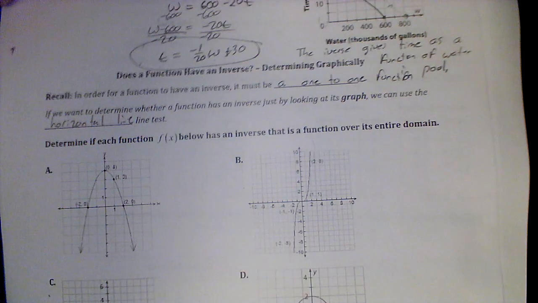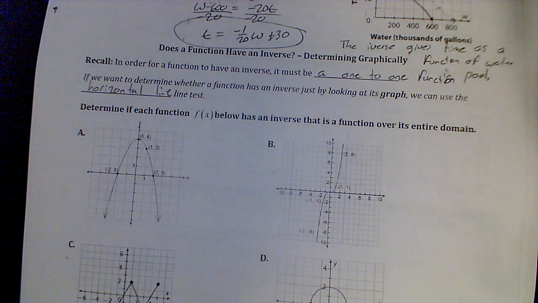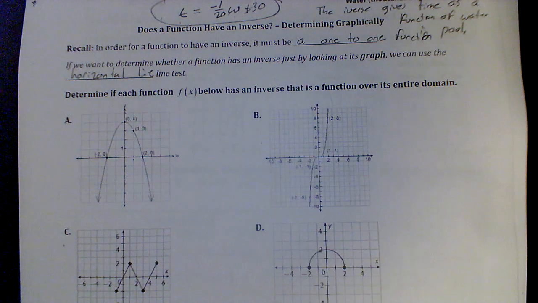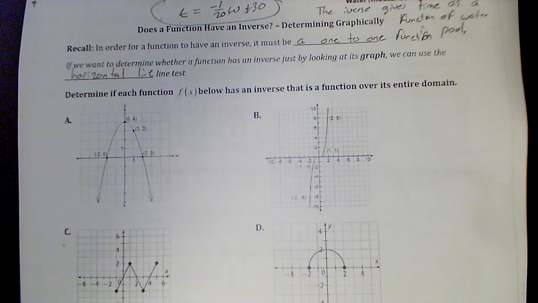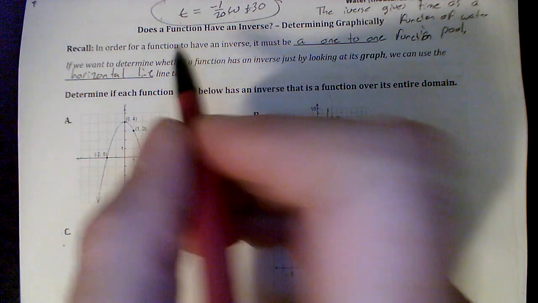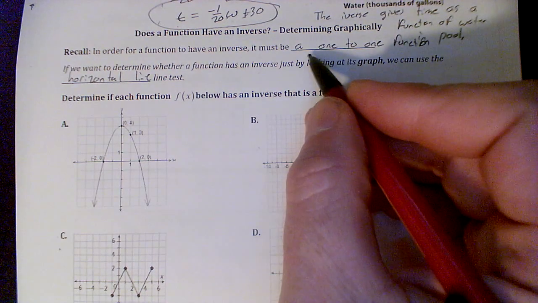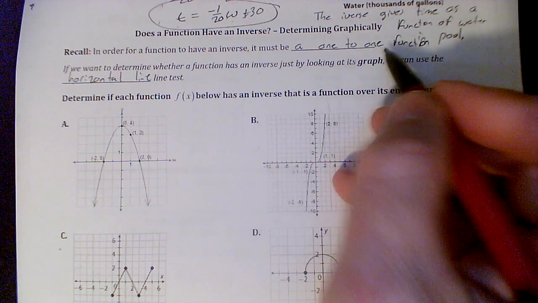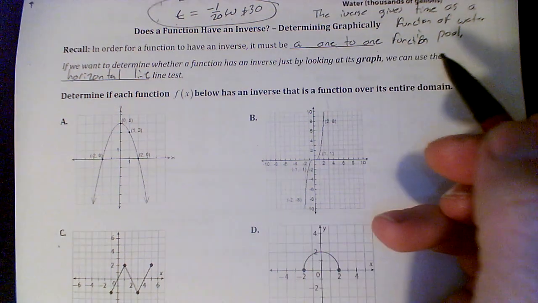All right, just a little bit more, and we're going to talk about how to tell if something is a one-to-one function. And if it's a one-to-one function, it has an inverse just by looking at it. In order to have an inverse, the function must be a one-to-one. That means every input has an output.